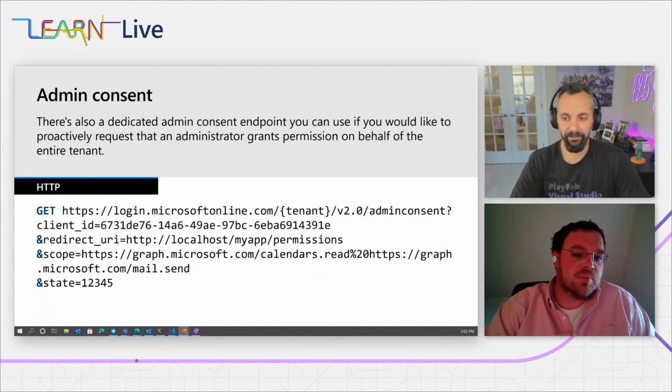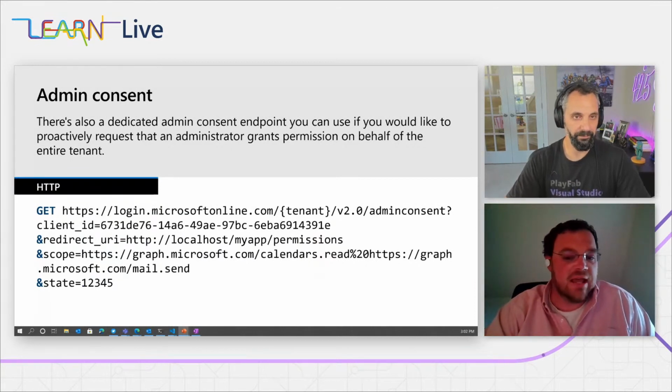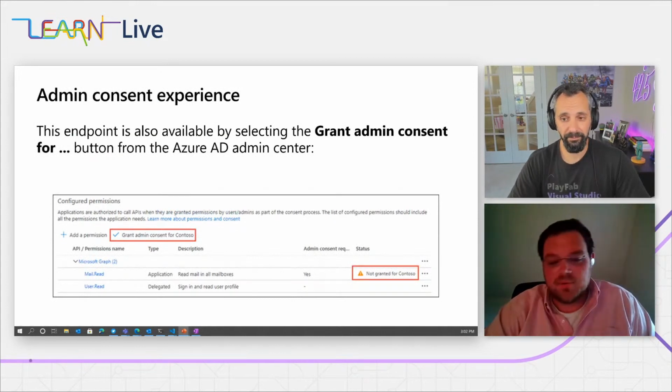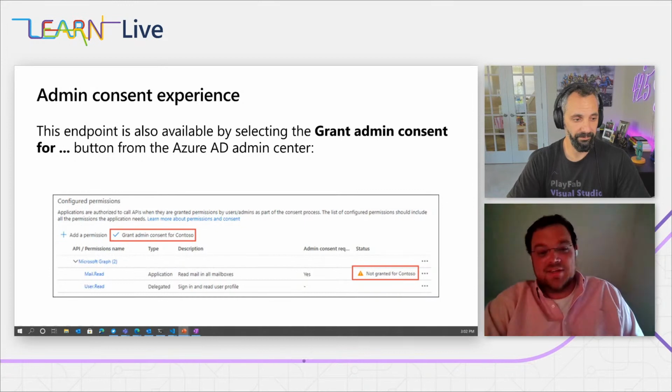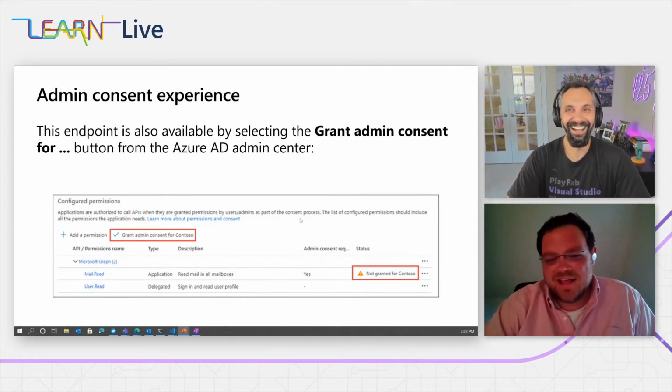You can also do this straight in the portal. So if you're building apps on your own, directly in the portal, when you're configuring permissions, you'll see a grant admin consent for Contoso button, or for whatever tenant, right above your list of permissions. If you're an admin, you can click it. If you're not an admin, you can't click it. So it's a pretty fast way to figure out if you're an admin or not.